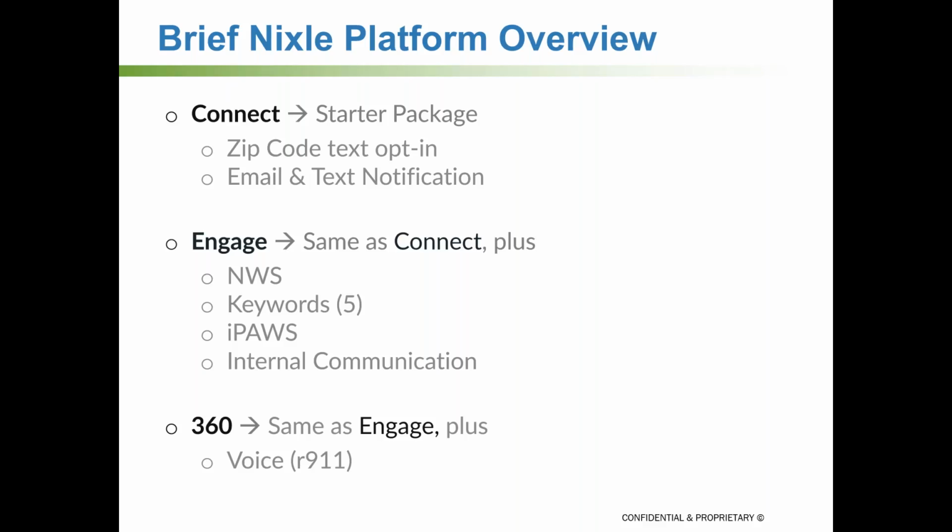Also, internal communication in order to keep your staff abreast of what's going on, keep city administration or other agencies in the area aware of whatever's happening when you do have a critical incident. And the third platform is 360, Nixle 360. It is everything that Engage has, plus your ability to do reverse 911. So if you need to call every single landline in business, you're able to do that.